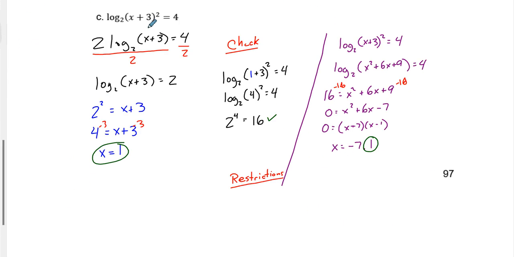Meaning our argument, that x plus 3, has to be greater than 0. So by solving, our x would have to be greater than negative 3. Negative 7 is not greater than negative 3, which means that that is not one of our answers. That's one of our extraneous roots. Abbreviation, x root, meaning that our only answer is 1.